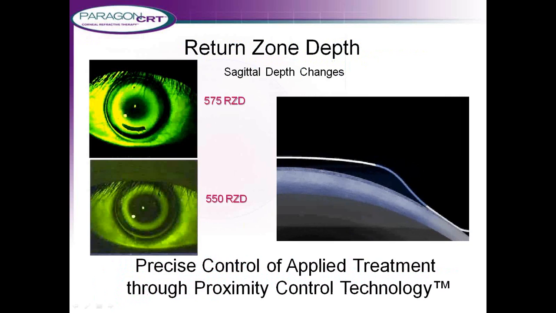This slide shows how the tear pattern changes when changing the return zone depth from a deeper 575 microns to a shallower sag of 550 microns. The control of precise treatment is provided primarily by the variable return zone depth. The CRT lens is the only design that has the ability to alter the overall sag via changes in return zone or landing zone without affecting the base curve radius. This is termed proximity control technology.